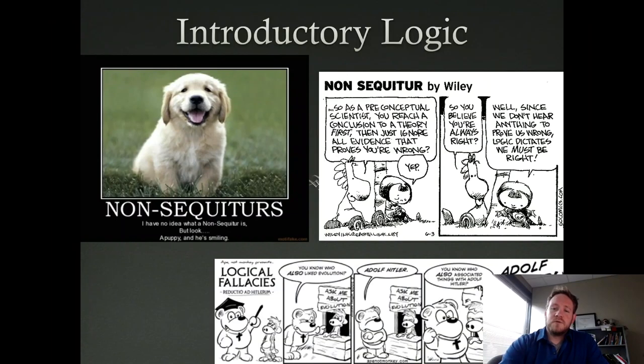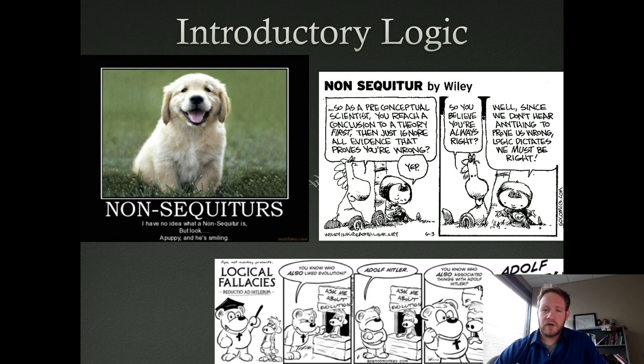Hello, everybody. Just wanted to take a little time to go over some of the basic concepts and distinctions within logic and philosophical argumentation. We want to have a good idea of how to make arguments, what the basic components of them are, but also how to evaluate them.